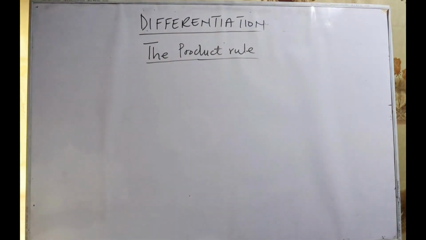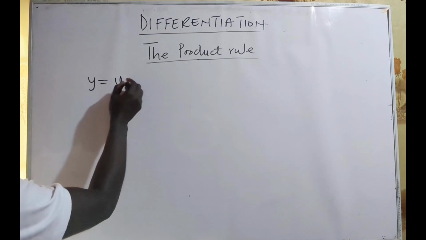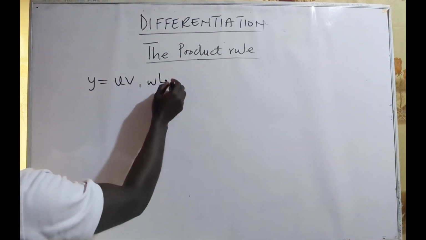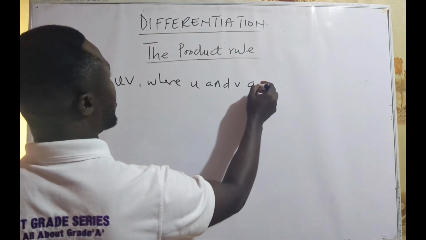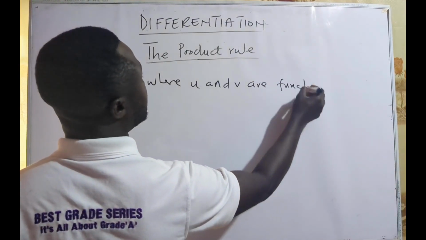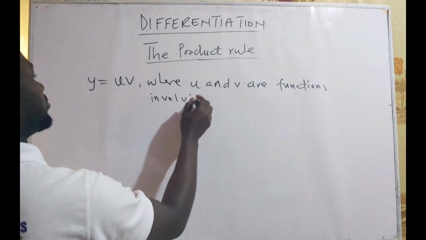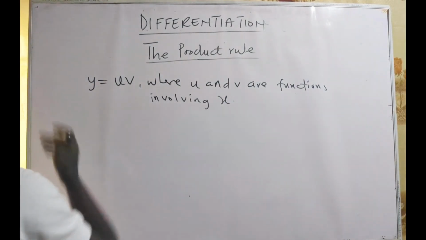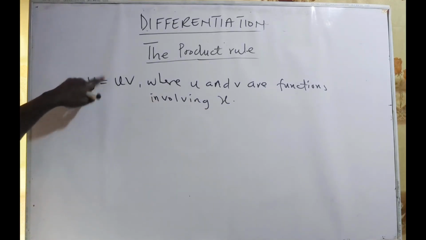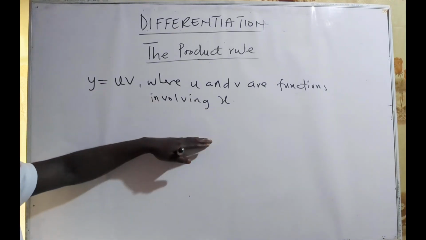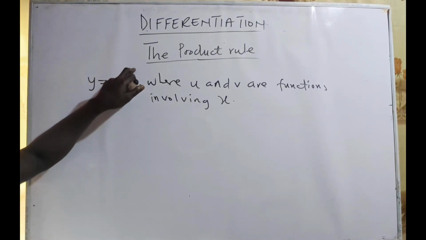So let's say that I have y is equal to u(v), where u and v are functions involving x. It means that I have one function u which may involve x, and another function v which will also involve x, and we are multiplying the two functions.